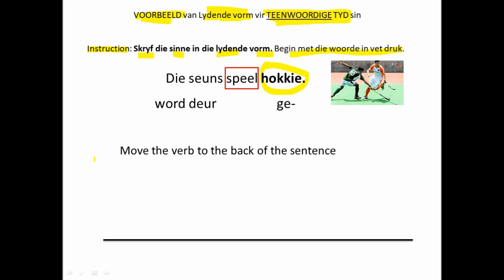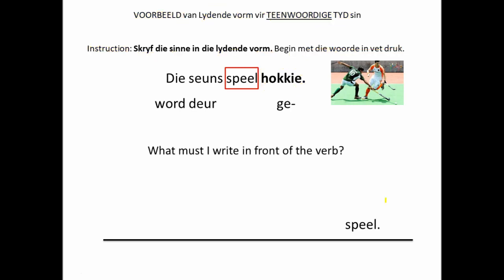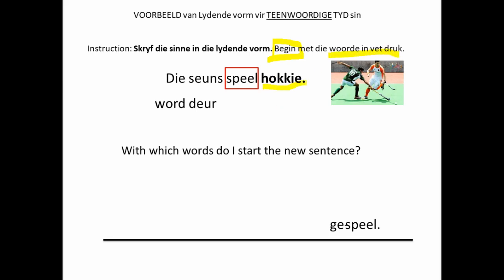Now, move the verb to the back of the sentence. What must I write in front of the verb? See what I did there? Ge. With which words do I start the new sentence? Do you remember? Begin means start the sentence with the words in bold. So I know I need to start the sentence with hockey.